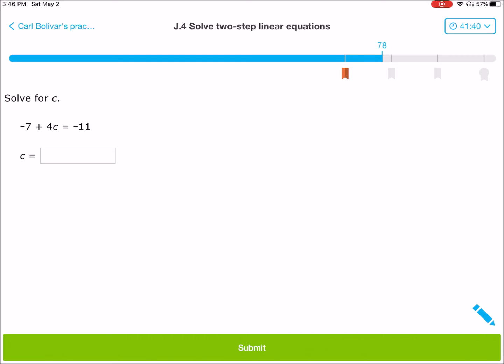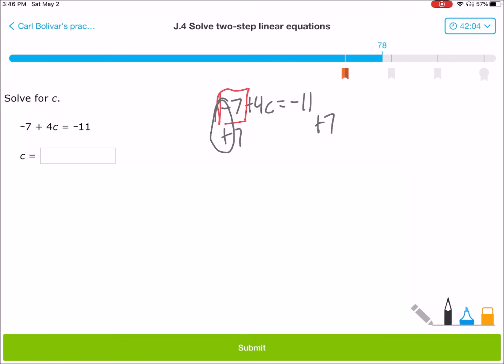So, we have this problem now. Let's first write it out. Negative 7 plus 4c is equal to negative 11. So now let's take this one and pull it all the way to the other side. We will add 7, because this is opposites, right? Negative 7 plus 7 will equal 0. So we basically eliminated it from one side.